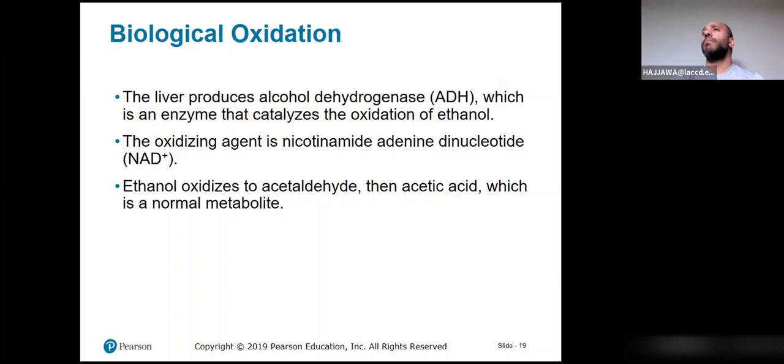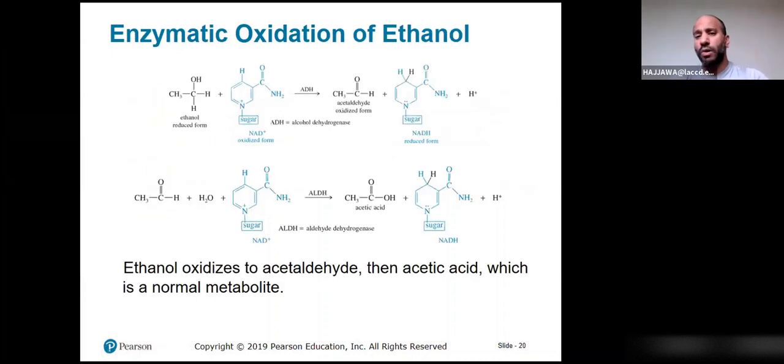Oxidation also exists in biological cycles. The enzyme that catalyzes the oxidation process is called alcohol dehydrogenase. So it oxidizes the alcohol to the aldehyde, and oxidizes the aldehyde to the carboxylic acid. And the oxidizing agent is NAD+, which is nicotinamide adenine dinucleotide. This oxidizing agent, in the presence of the enzyme, will take a primary alcohol or a secondary alcohol to the next level, which is the carbonyl structure.